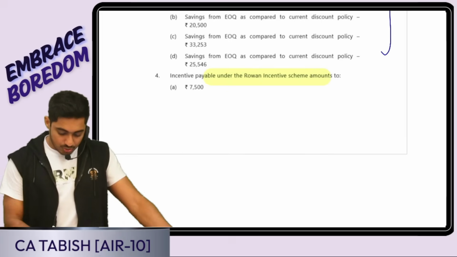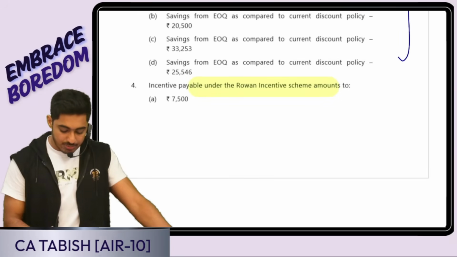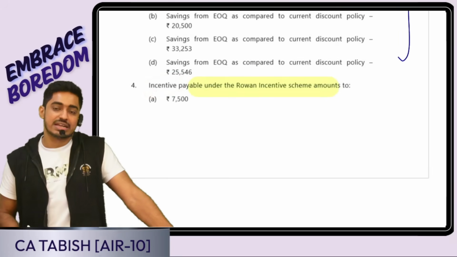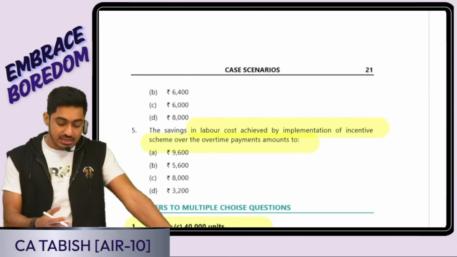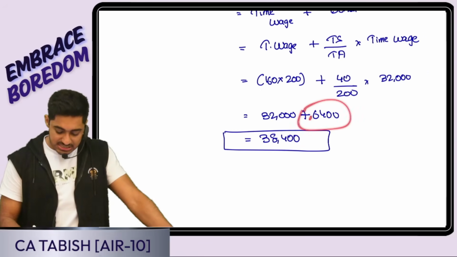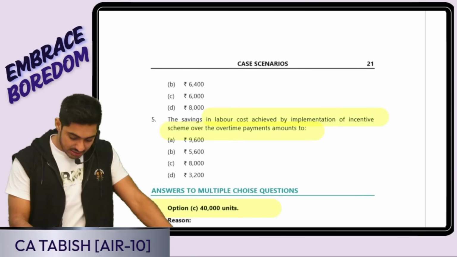So total incentive payable. Here they are asking about the bonus that I am going to pay, not the total wages. Sir, how are you telling, sir? Because you see your total answer, is it available? No. Incentive they are asking, which is basically bonus. Bonus is 6,400. So I will tell bonus is 6,400. Option number B.